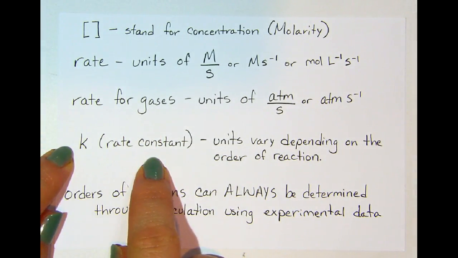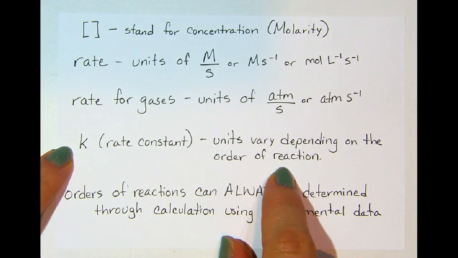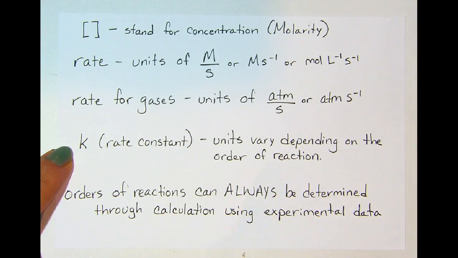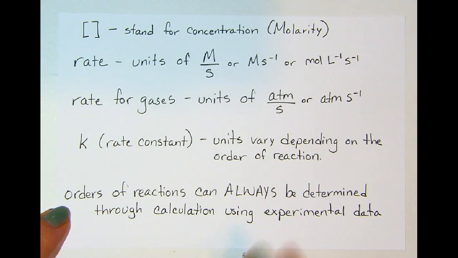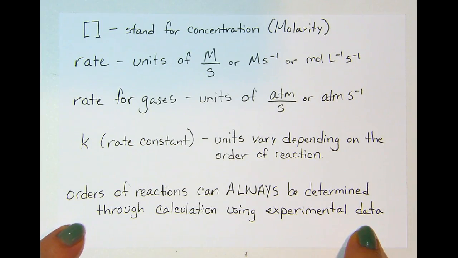K is the rate constant. The units for K are going to vary depending on what the order of the reaction is. So you'll always have to mathematically determine what the unit for K is. And finally, orders of reactions can always be determined through calculation using experimental data. All the other ways that we've used up until now to figure out orders of reactions were just simple ways that we'd get lucky and be able to tell with stoichiometry or knowing the slow versus fast steps. However, no matter what, the orders can always be figured out by experimental data.